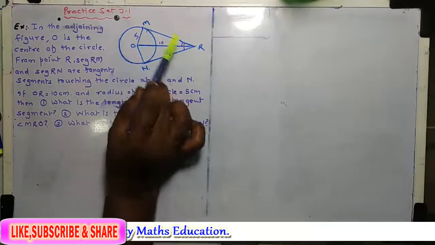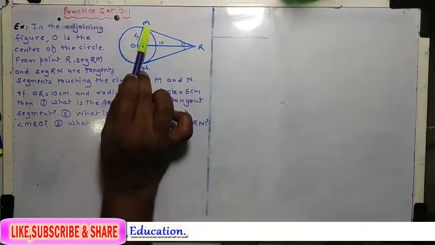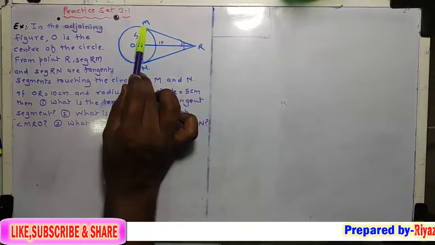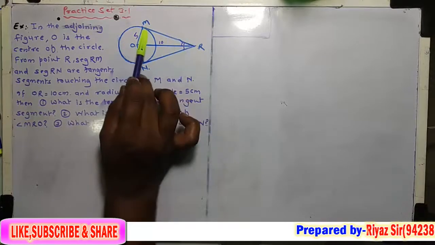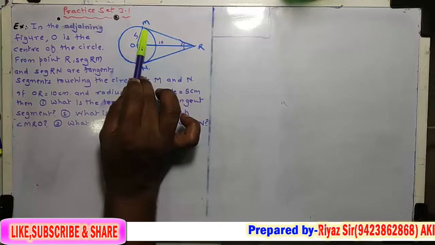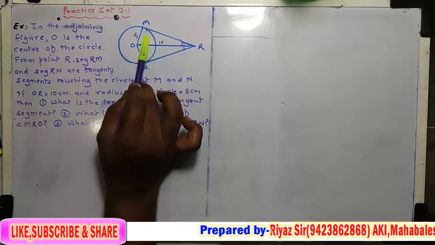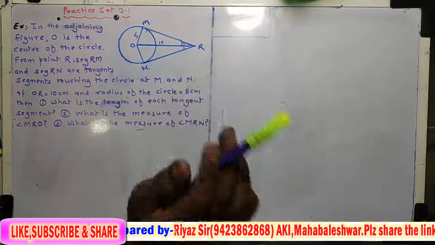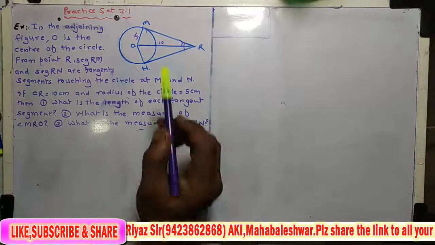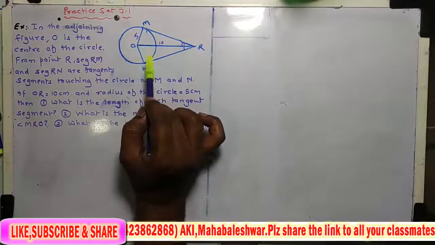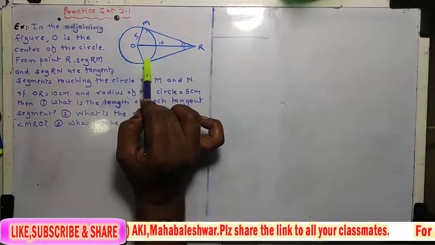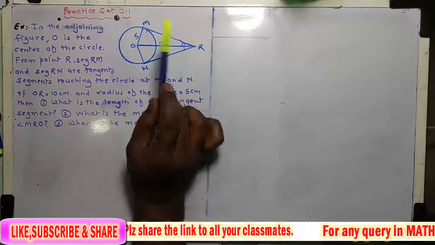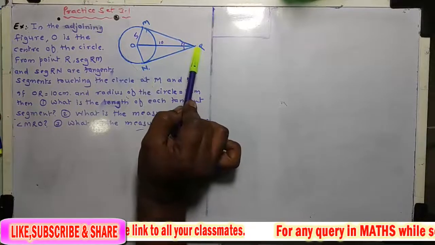So here RM is the tangent to the circle and this OM is the radius through the point of contact, therefore angle OMR is equal to 90 degree by tangent theorem, right? So this triangle is a right angle triangle. Apply Pythagoras theorem and find RM. Similarly angle ONR is also equal to 90 degree. So consider two right angle triangles OMR and ONR.